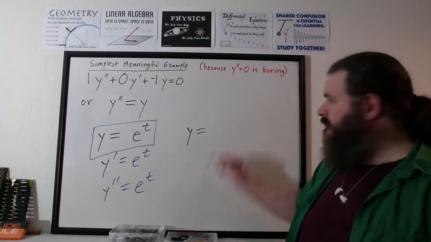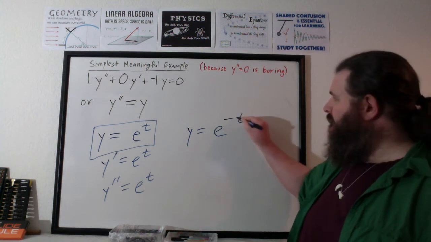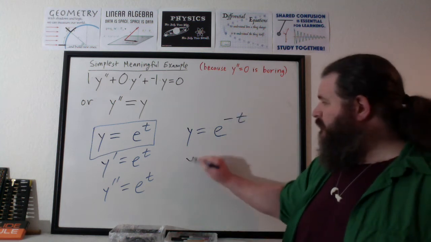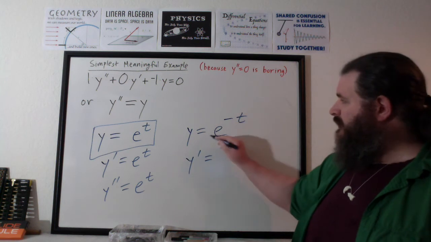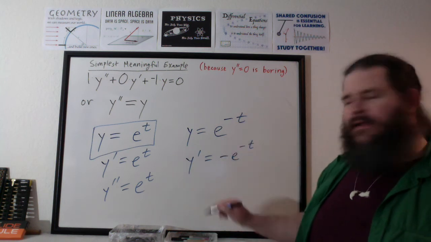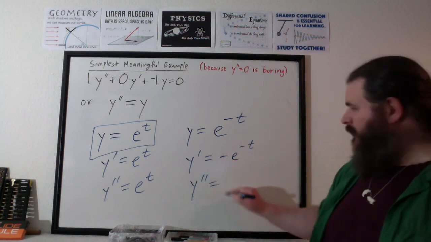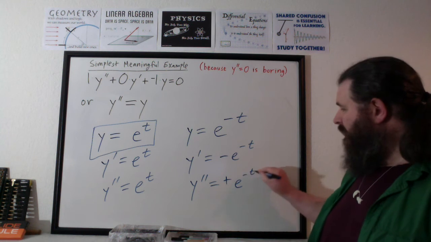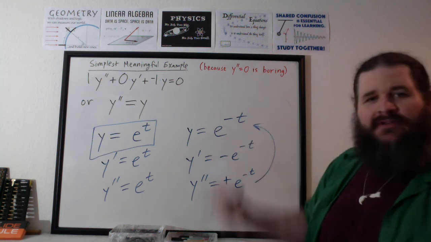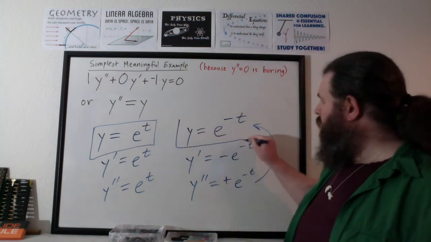It's another exponential function, specifically e to the negative t. Because if you take the first derivative, the chain rule brings out an extra negative. So y prime is not the same as y, but take the derivative again, bringing out another negative from the chain rule makes it positive e to the negative t, which is the same as the original function. So e to the negative t also makes this differential equation true.